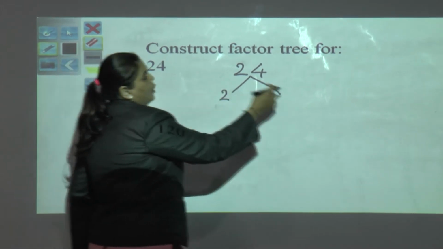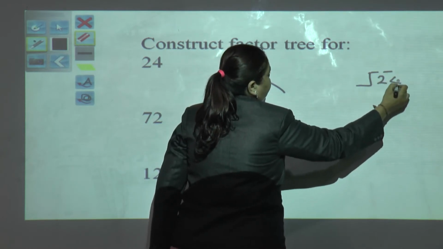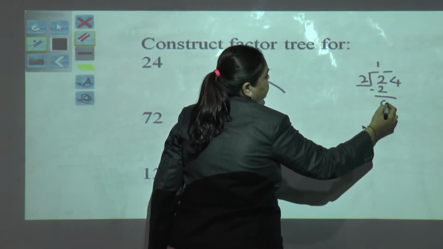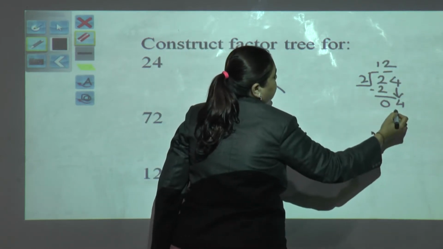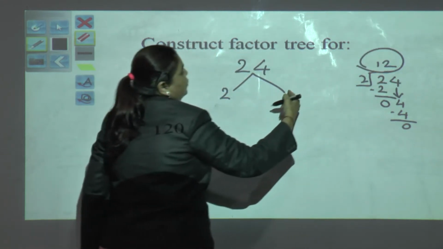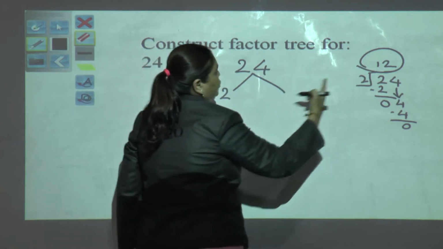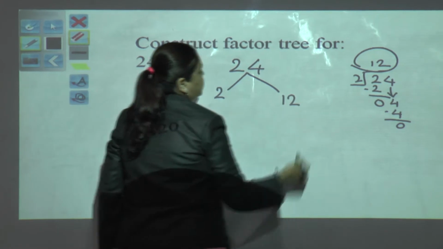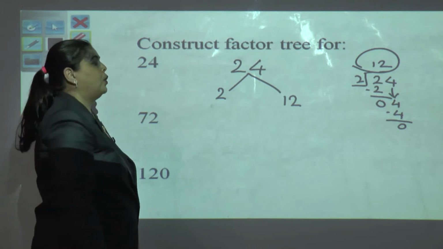If you don't know, I told you when you have a large number, you can do practical division. 1 twos are 2, subtraction gives 0, get the 4 down. 2 twos are 4, subtract, this is 0. So what we get as the quotient should be the other factor of 24. When you divide by 2, I have written here 2, and what I am getting in the quotient should be written here. So this is 12.